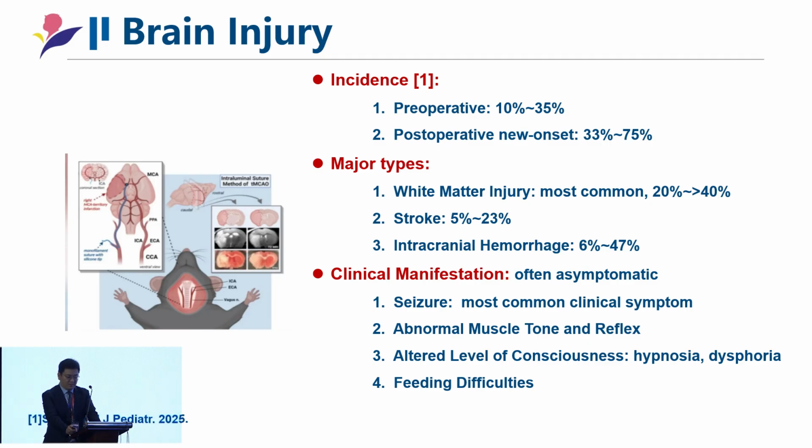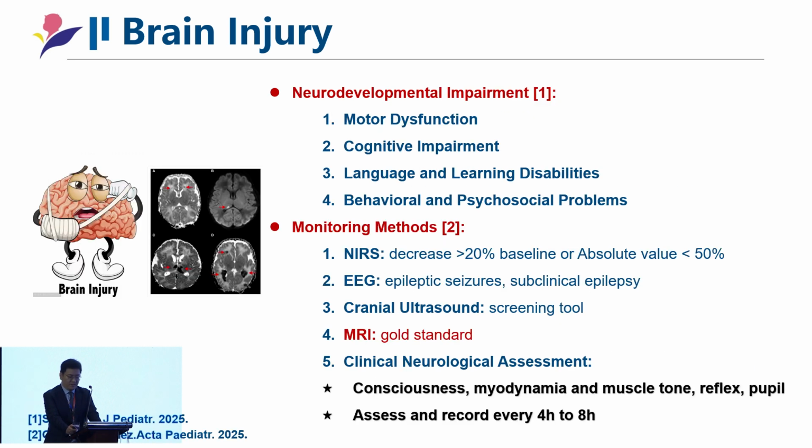When present, symptoms may include seizures, abnormal muscle tone, altered consciousness, and difficulty feeding, and increased risk of long-term neurodevelopmental impairment, including motor dysfunction, cognitive impairment, language and learning disabilities, behavior and psychological problems. Monitoring techniques such as NIRS, EEG, cranial ultrasound, and MRI are used. In addition, detailed clinical neurological assessment should be conducted and documented every 4 to 8 hours.